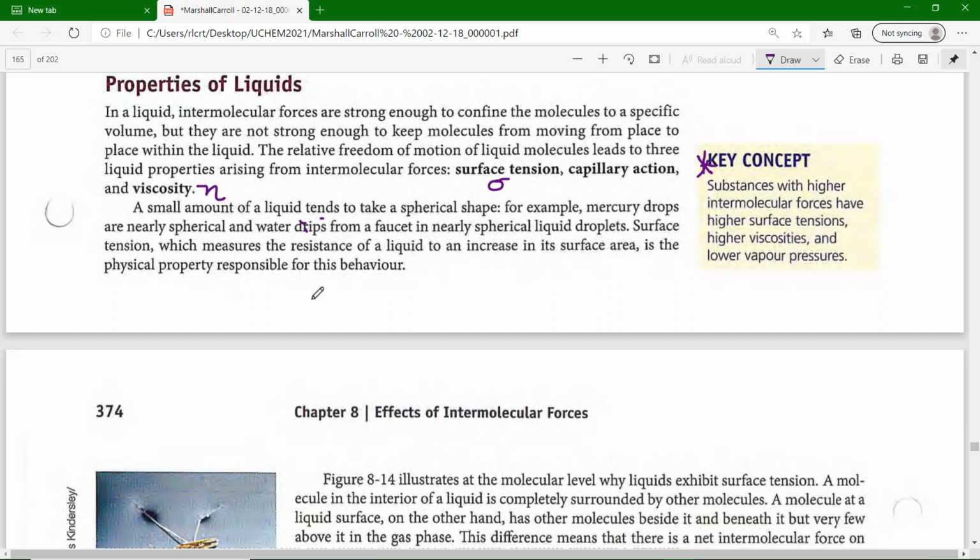We'll look at the other properties in a minute. If you have a small amount of liquid, the liquid tries to get in a sphere to minimize the surface area. Water drops from a faucet are nearly spherical. Mercury drops are nearly spherical. Surface tension measures the resistance of a liquid to an increase in surface area, a physical property responsible for that behavior. One thing I should say, I don't think the book does, as the temperature goes up, typically the surface tension goes down.